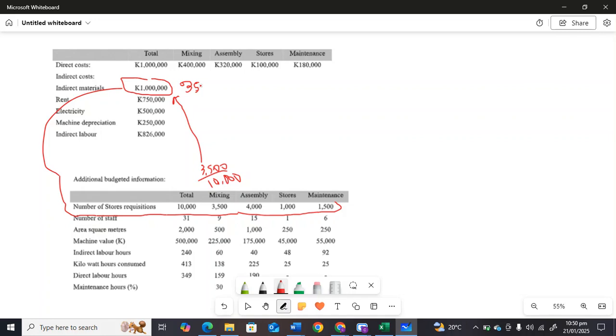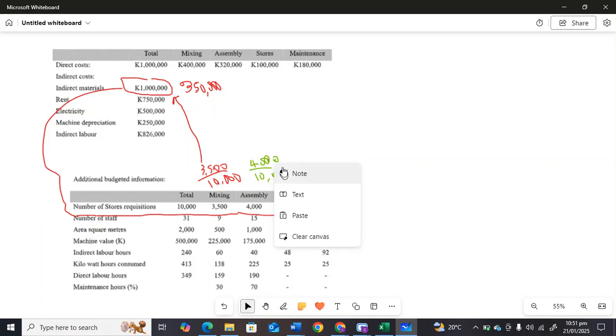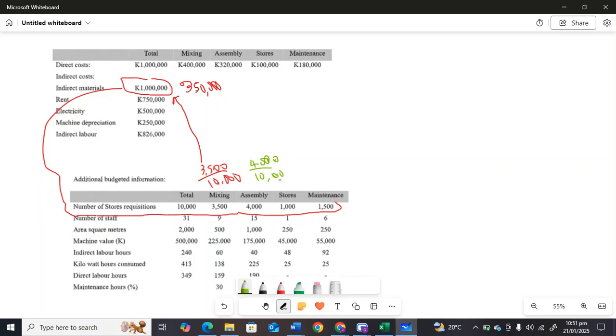So now we go to assembly. Out of the 10,000 store requisitions, it has 4,000. So you say 4,000 over 10,000 multiplied by 1 million.